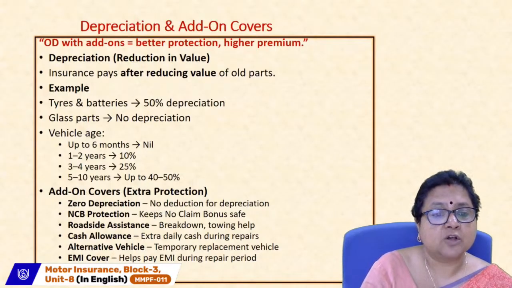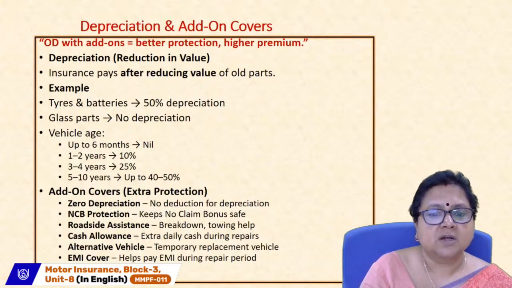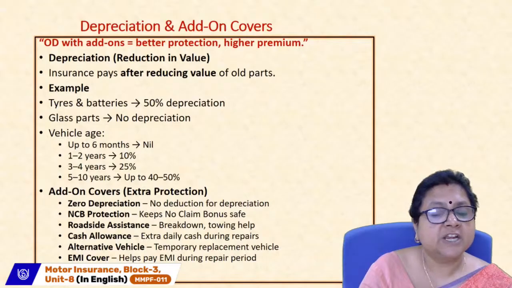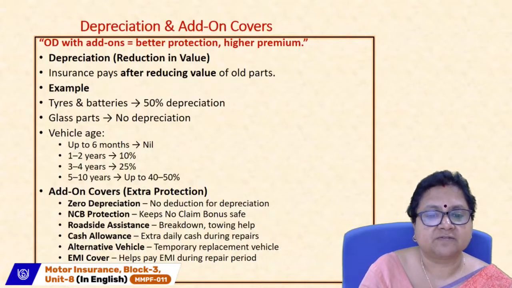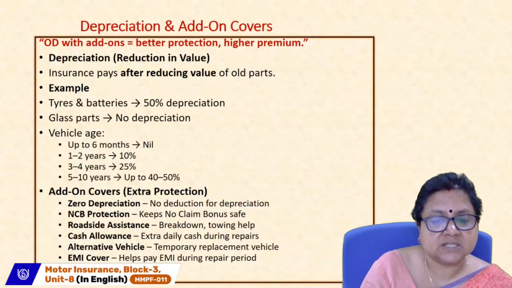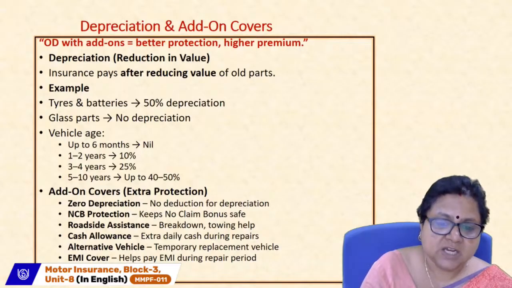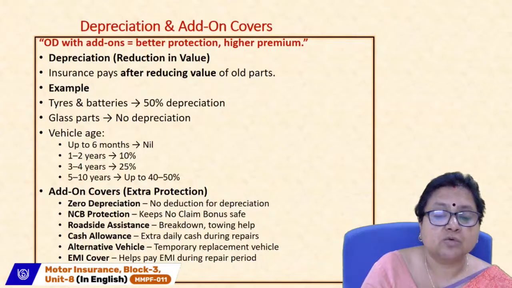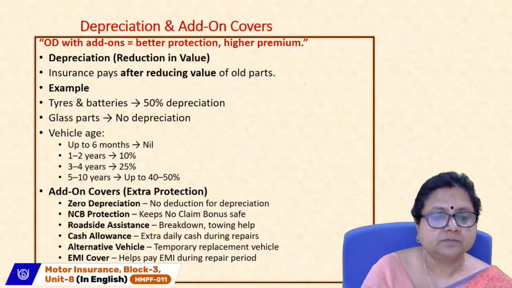So these are add-ons or covers for extra protection. NCB protection keeps your no claim bonus safe. Roadside assistance, breakdown towing help, is there as an add-on. Suppose there is any breakdown while you are traveling on a highway where you don't have any repair shop. In that case, you get roadside assistance. That is again added to your insurance.